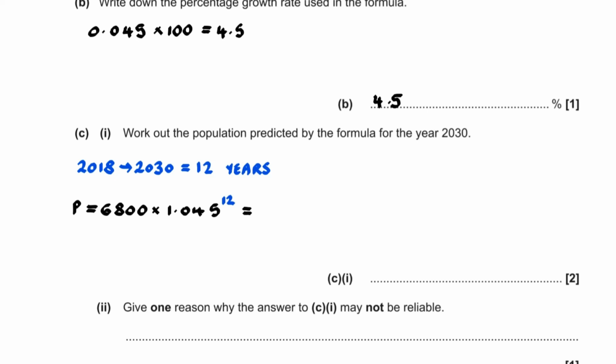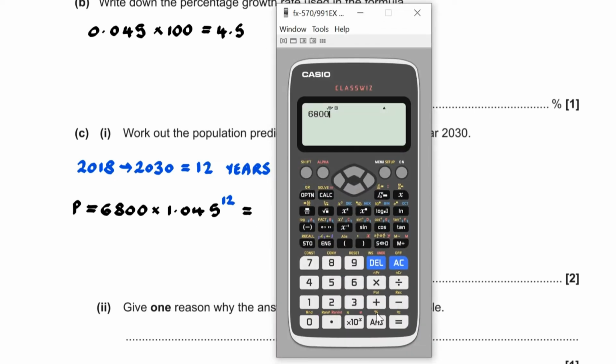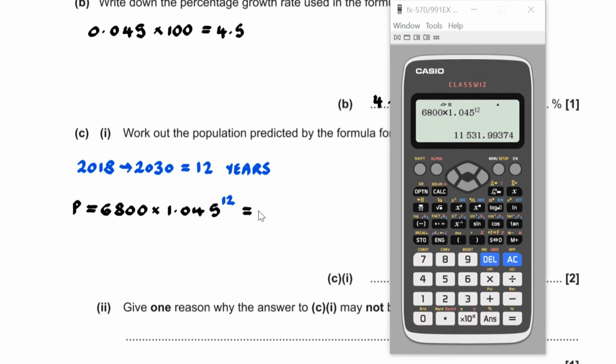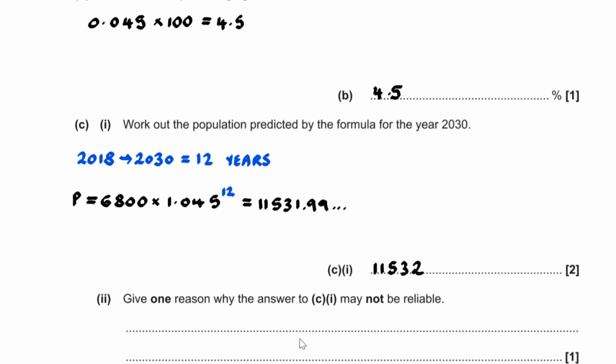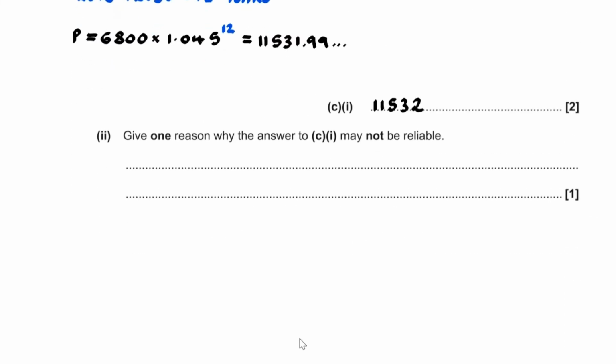And if I work this out, we get a value of 11,531.99, etc. So it would be sensible for us to write down a value of 11532. Then we have to give a reason why this answer may not be reliable. Well, that's because the rate may not continue.